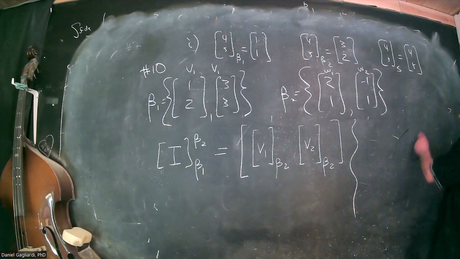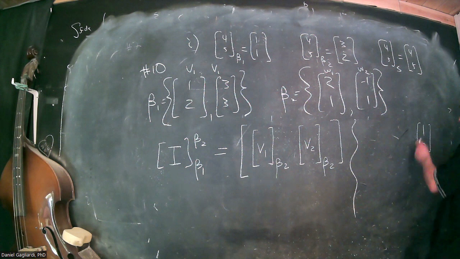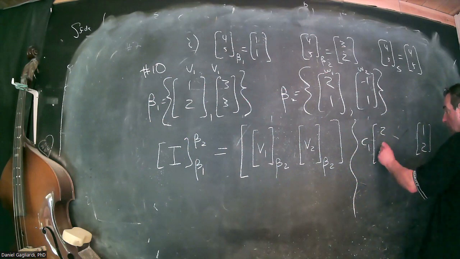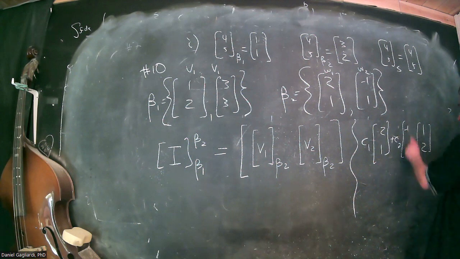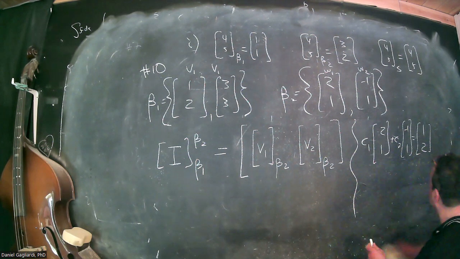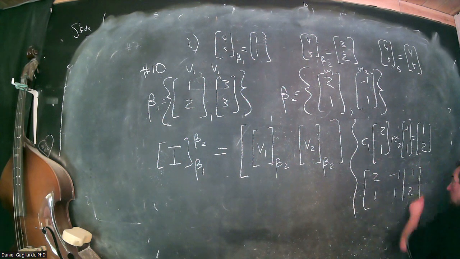So I want to find the coordinates of the vector 1, 2 relative to beta 2. That means I need to find C1 times 2, 1 plus C2 times negative 1, 1, and I want that to equal 1, 2. All right, so let's go to the augmented matrix here. We have 2, negative 1, 1, 1, equals 1, 2.